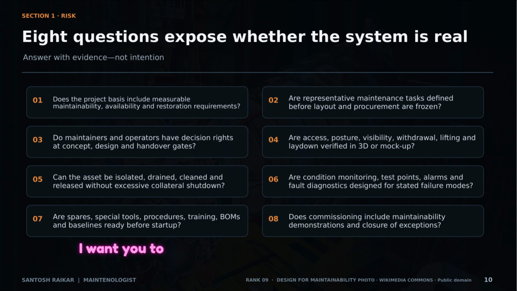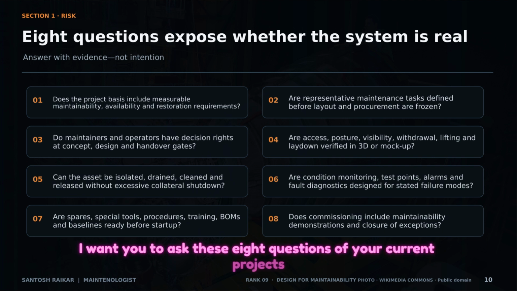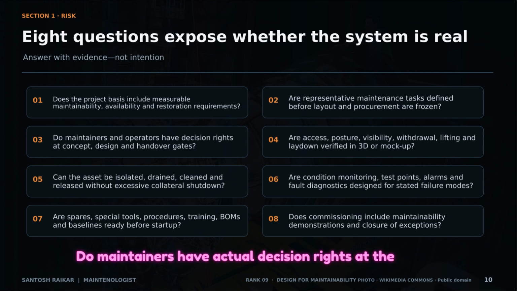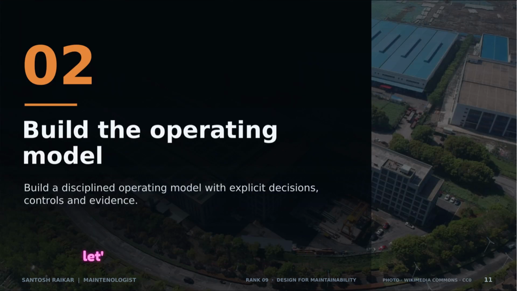I want you to ask these 8 questions of your current projects. Are requirements measurable? Are tasks defined before procurement? Do maintainers have actual decision rights at the gates? If you can't answer these with hard evidence rather than just good intentions, your system is not yet real. Now that we see the risks, let's look at how to build a disciplined operating model.